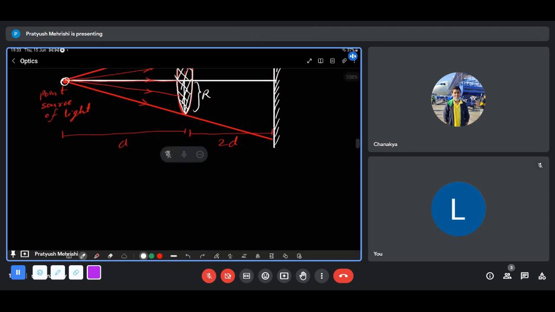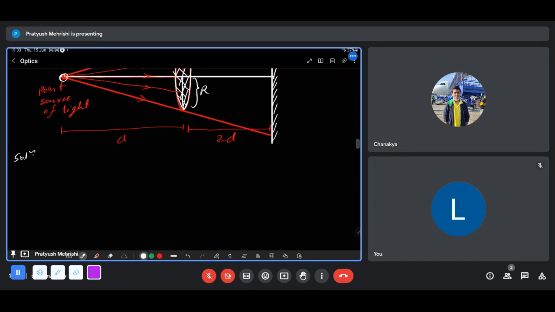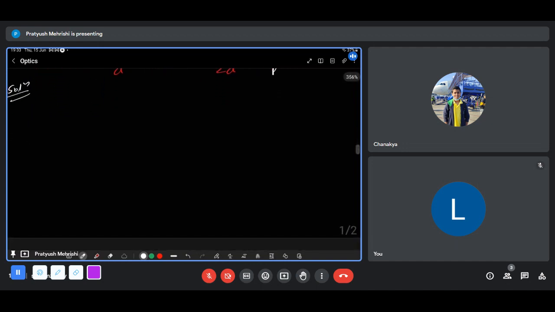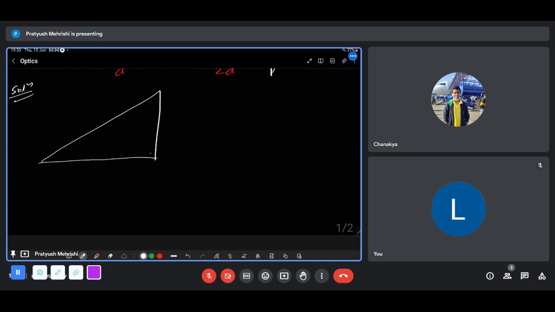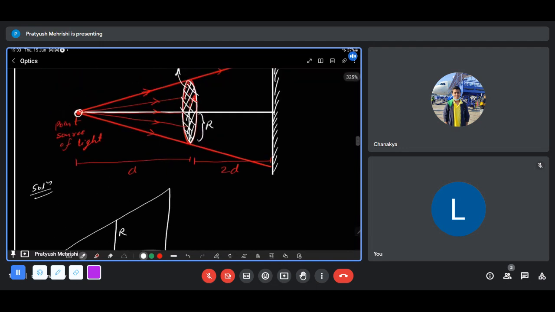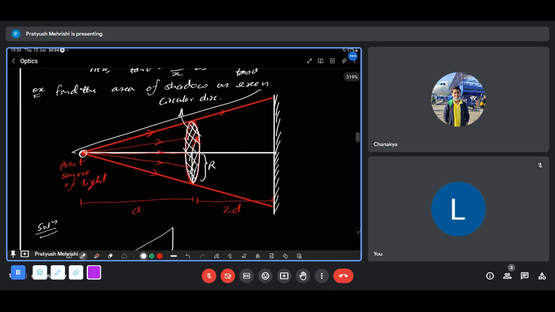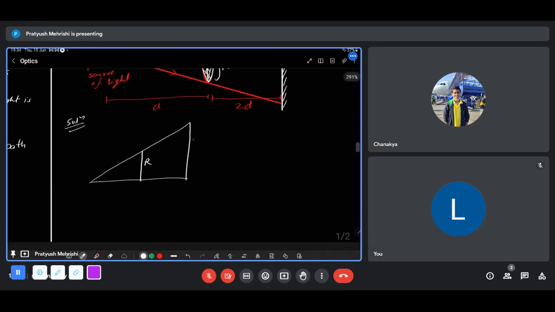See, it is using simple geometry here. Have you studied triangles? Yes, you have studied triangles in your previous classes. It is like this. This is the radius r. I am just considering this upper half triangle. So this is r. This is d. This distance is 2d. And this distance is d.